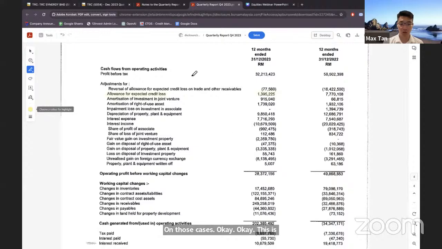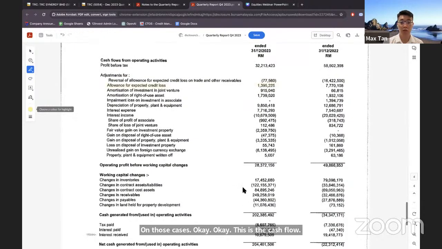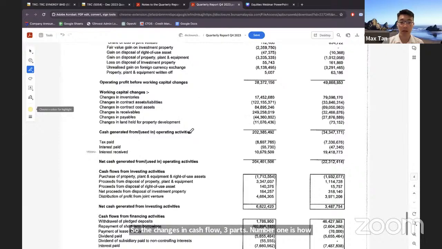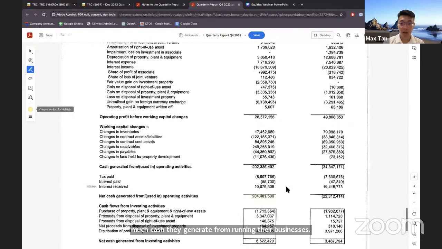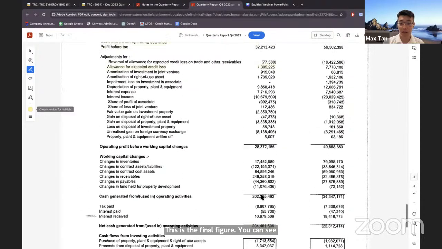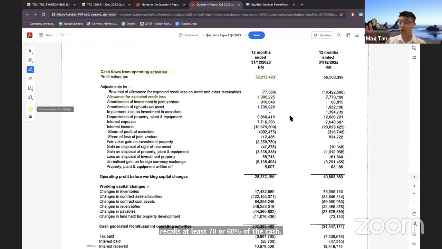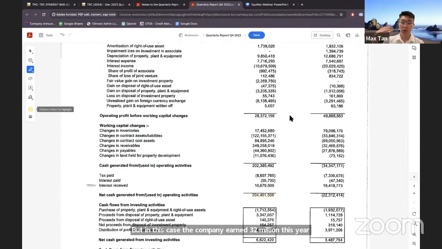Okay, this is the cash flow, operating activities. So the changes in cash flow, 3 parts. Number 1 is how much cash they generate from running their businesses. Okay, this is the final figure. You can see that this number actually has a big difference with their profit before tax. Now, normally I would have a measurement: let's say the company earns 100 million in profit, I would expect the company to recover at least 70 or 60% in cash. But in this case, the company earned 32 million this year, but the cash inflow is over 200 million. Why? This is because their contract asset liability decreased. That means that they are able to claim.